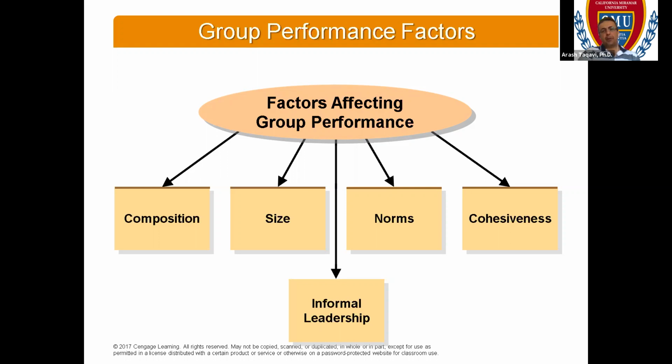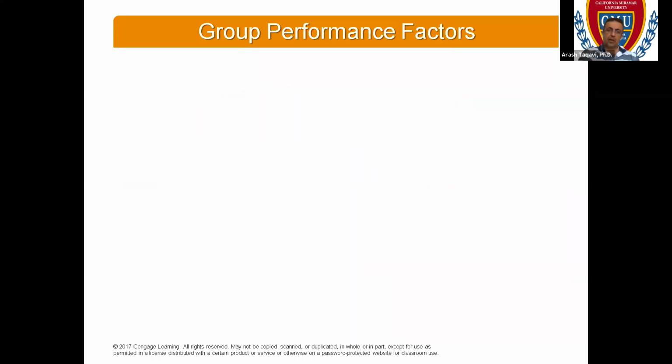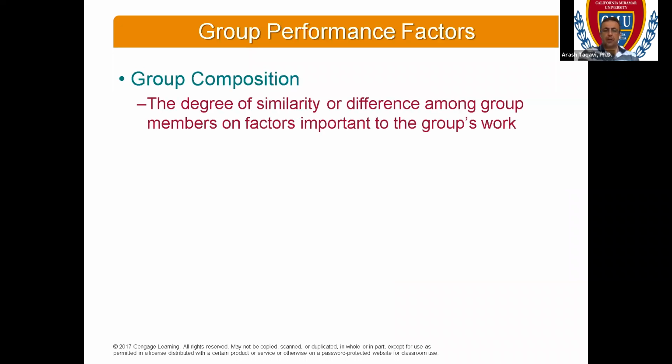So go back to the topic, group performance factors. What are the factors affecting group performance? One, two, three, four, five. Composition, size of group, informal leadership, which is very important, norms and values and standards of the group, and cohesiveness. Okay, group composition: the degree of similarity or difference among group members on factors important to the group's work.